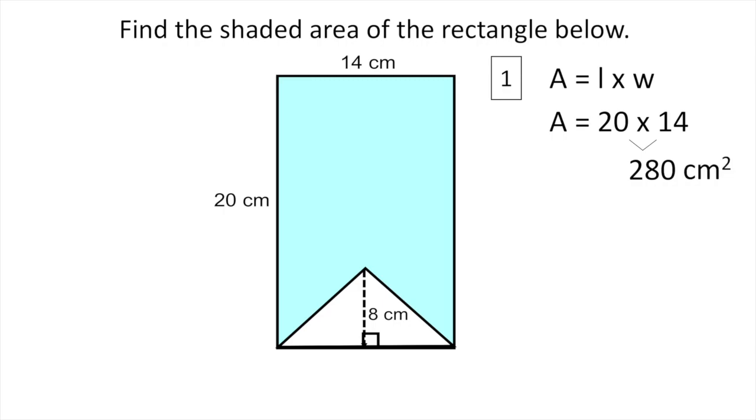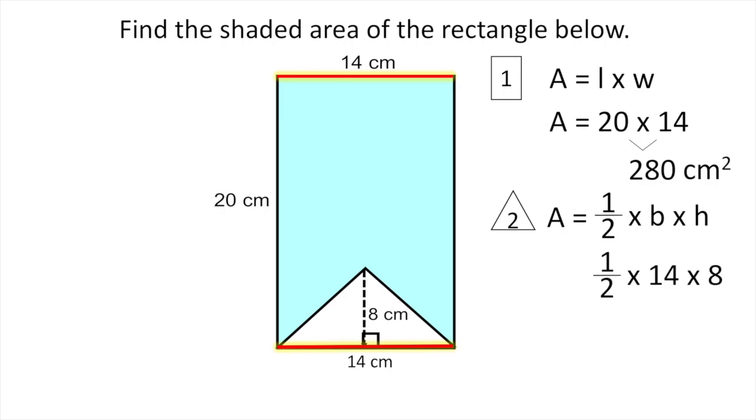Next, I need to find the area of the triangle on the bottom because I don't want to include this white section. So I'm going to need to find the area of it and then take it away from the total area of the rectangle that I just found in step 1. So let's find the area of the triangle. I have to identify the base and the height in order to solve. I've written down my formula that I'll use, and then I'm using what I know about rectangles to identify the base. Since the top width of the rectangle is 14 centimeters, that means that the bottom is 14 centimeters too, because opposite sides in rectangles are equal.